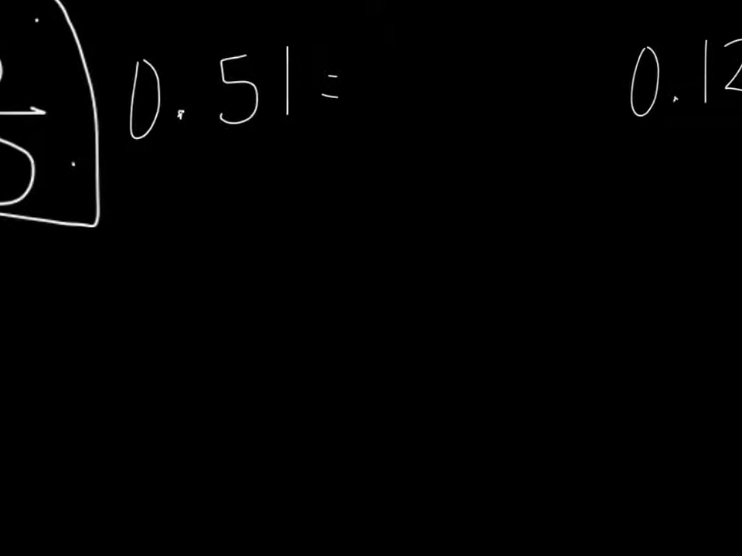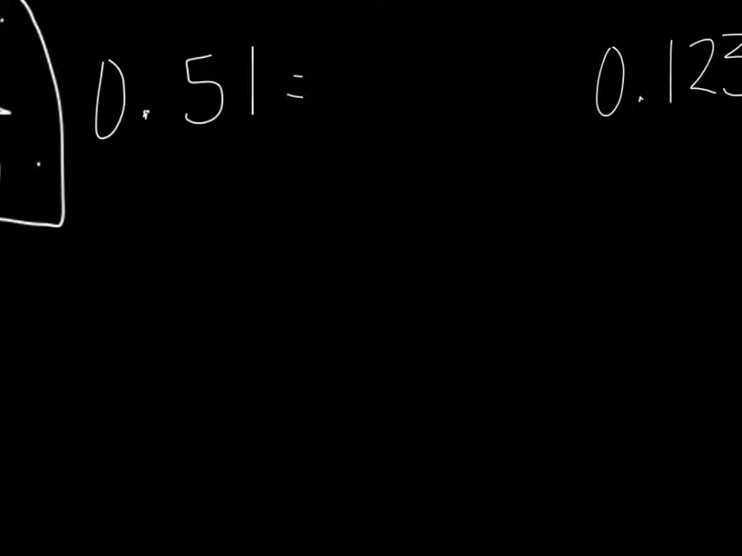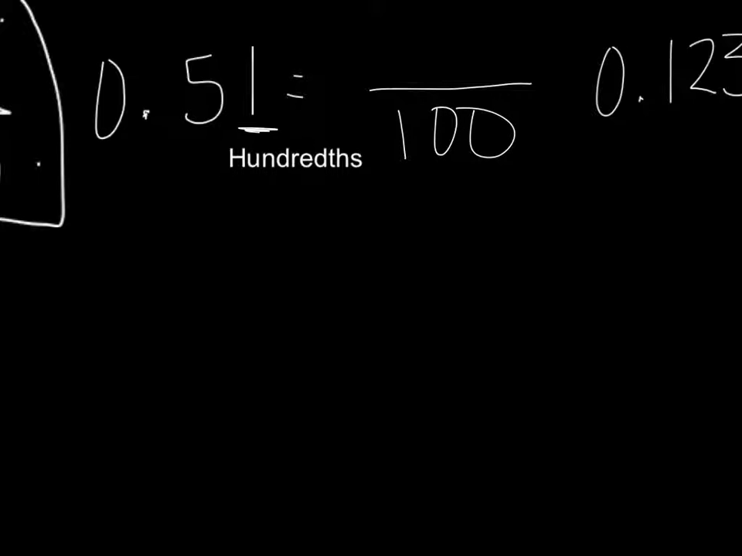Take a look at our next problem. It's 0.51. I want to look at the last place value of the last digit, and that is my 1. What place value is my 1 in? That's right, it's in the hundredths place value. So that means I know that my fraction is going to be out of 100 because the last digit is in the hundredths place value. Well, how many hundredths do I have, or how many out of 100? That's when I just read the number as normal.